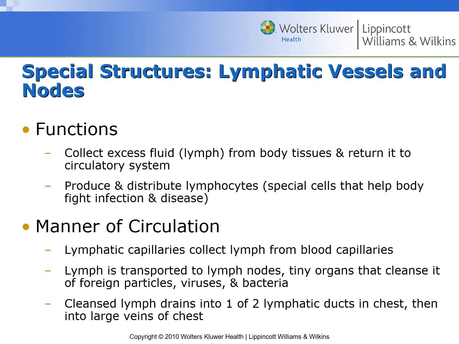The manner of circulation is such that the lymphatic capillaries collect lymph from blood capillaries. Lymph is then transported to lymph nodes, tiny organs that cleanse it of foreign particles, viruses, and bacteria, and lymph is cleansed and drained into 1 and 2 lymphatic ducts in the chest, then into the large veins of the chest.